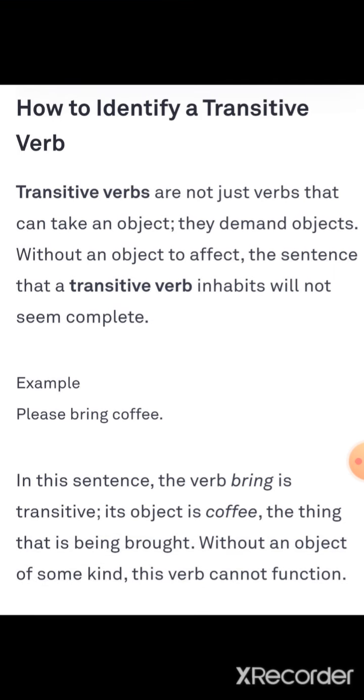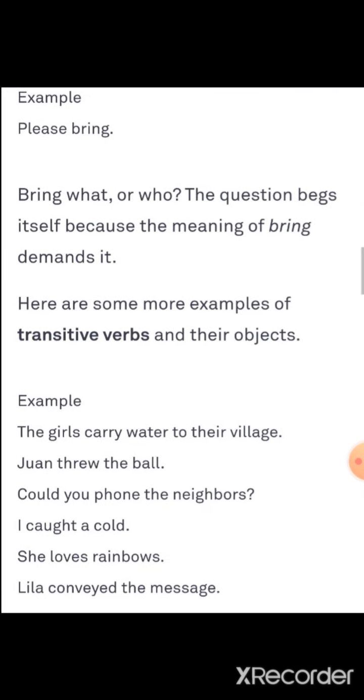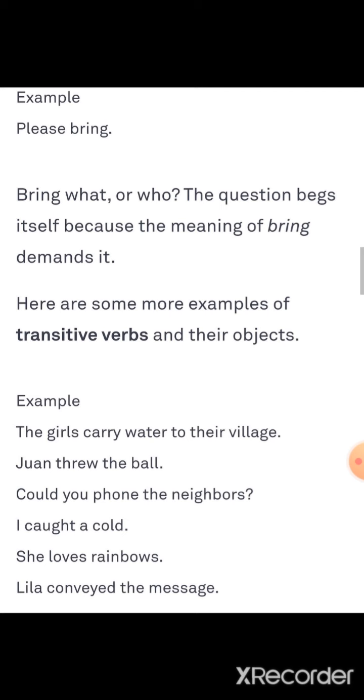Its object is coffee, the thing that is being brought. Without an object of some kind, this verb cannot function. So the transitive verbs cannot function without an object. Means they need an object in order to make the sentence meaningful, or in order to show their presence. Okay. So example, please bring. Now bring what or who?